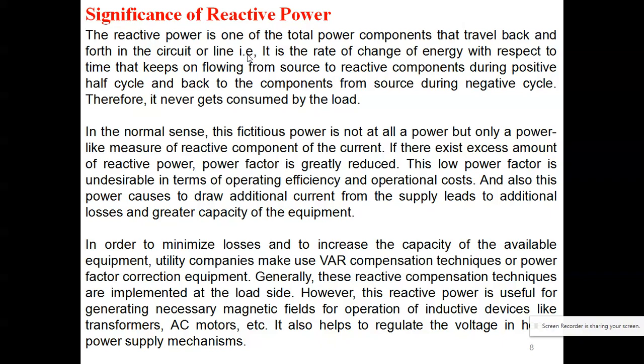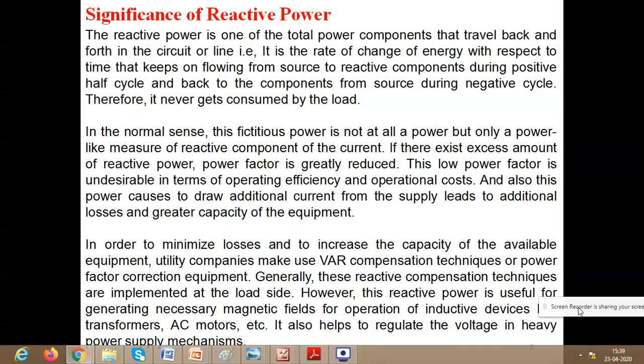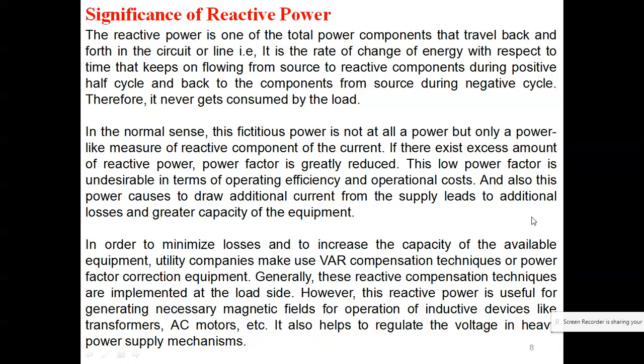However, this reactive power is useful for generating the necessary magnetic field for operation of inductive devices like transformers, AC motors, etc. We have discussed the three-phase induction motor because there we require the rotating magnetic field. It also helps to regulate the voltage in heavy power supply mechanisms.